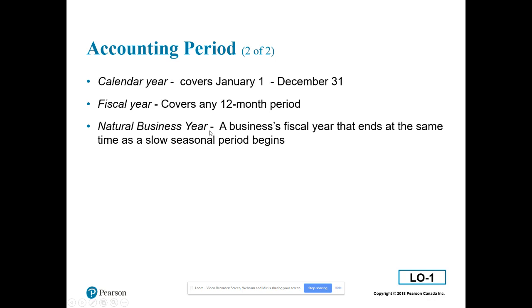A natural business year is the same idea. It's a 12-month period, however, it's based more around when their busy and slow times are. A good example is a ski resort, which is busy until the end of April, and then after April, it becomes slower, so they have time to catch up. So they may have April 30th as the year end, and then starting May 1st, it continues on.